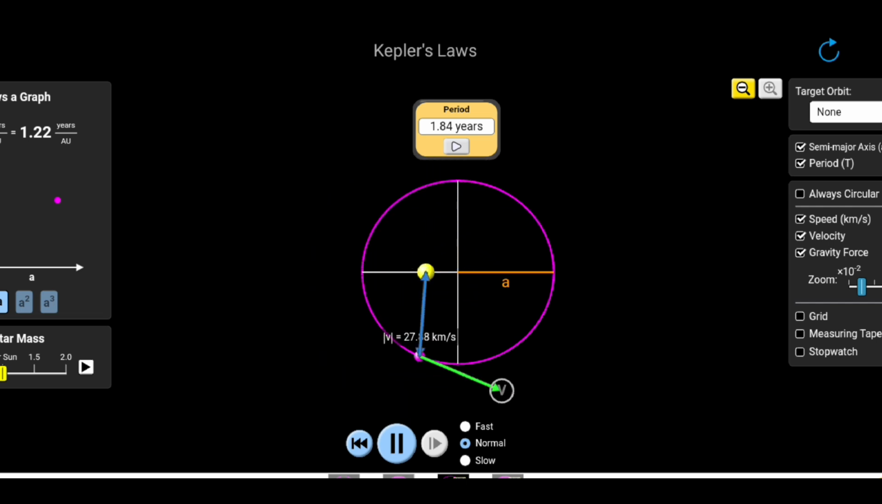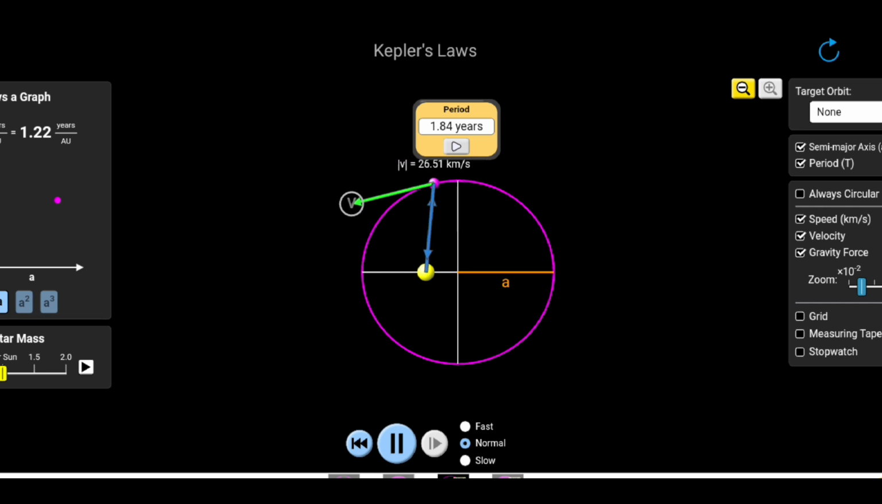Applications in space exploration. These laws are crucial for designing satellite orbits, space missions, and understanding distant exoplanets. Revealed the harmony of the cosmos. Kepler's work demonstrated that the universe operates according to beautiful and precise mathematical principles.